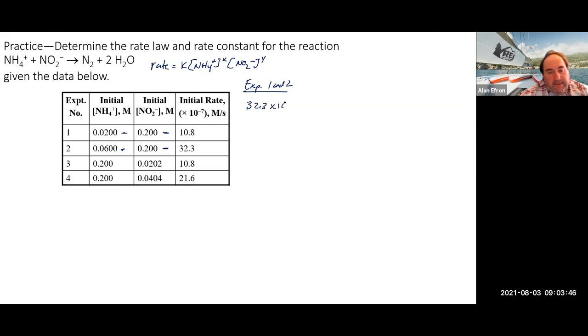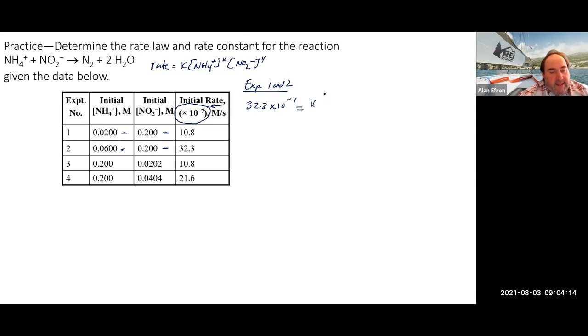32.3 times 10 to the minus 7, which is important. Make sure you read these tables and their titles. Otherwise, it's very common that people miss the times 10 to the minus 7. It won't make a big difference in terms of your orders, but it will make a big difference in the value of your rate constant at the end. Sometimes in tables people abbreviate, so make sure you get the correct number there.